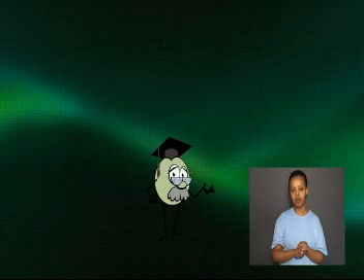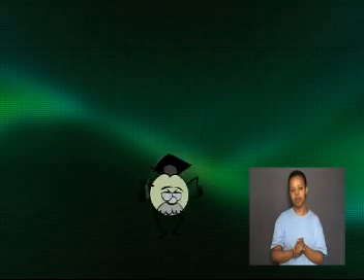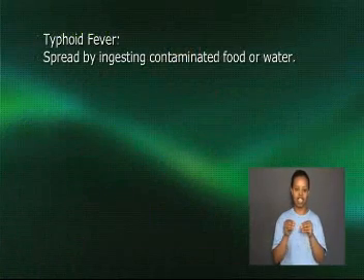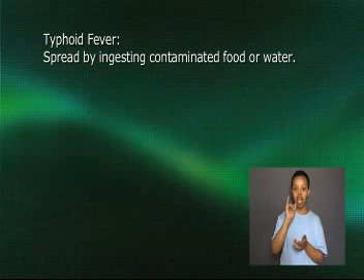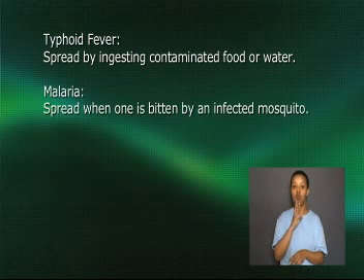Time's up. Let's get back to our lesson. Hello again, students. I am sure you made some valuable notes about each of your examples. Your answers may vary, but let us use the examples that I listed for Activity 1 to discuss. Typhoid fever is spread by people ingesting contaminated food or water. Malaria is spread when one is bitten by an infected female Anopheles mosquito.